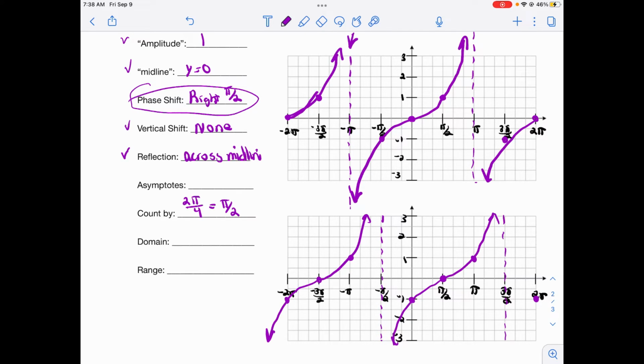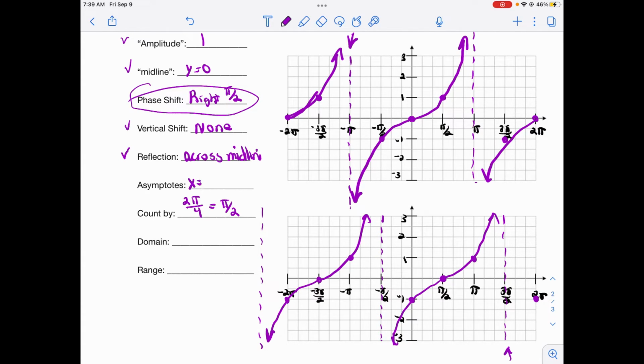And there's our 2 periods of this tangent graph. Get my asymptote over here. Alright, so now we've got to figure out our domain and our range. Oh, our equation of our asymptote. So our first non-negative asymptote is here at 3 pi over 2.